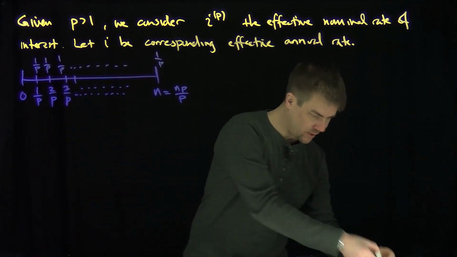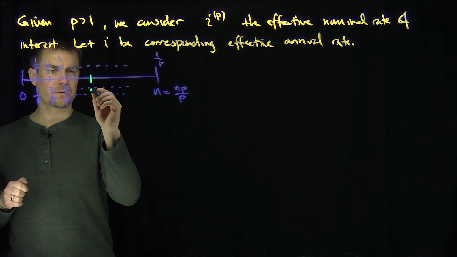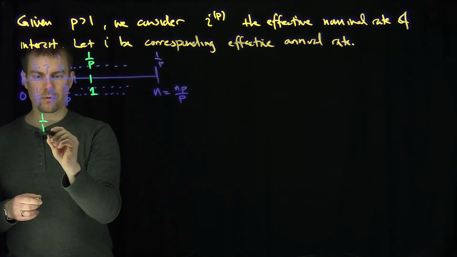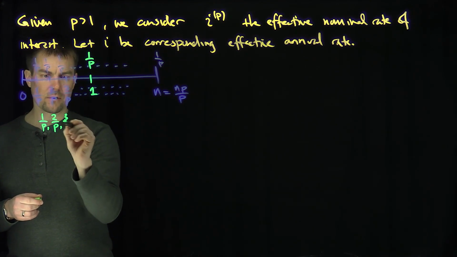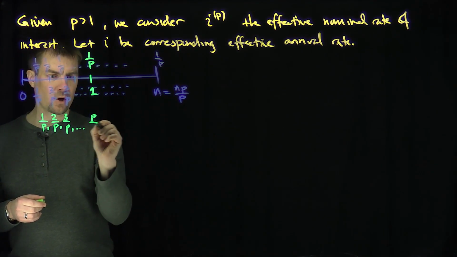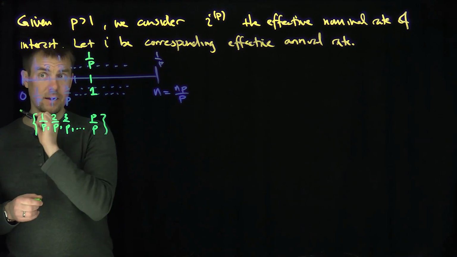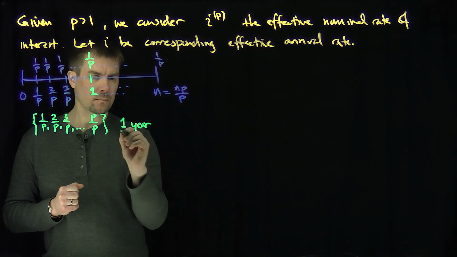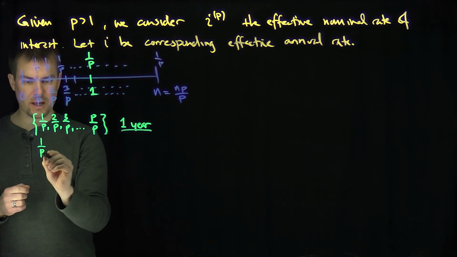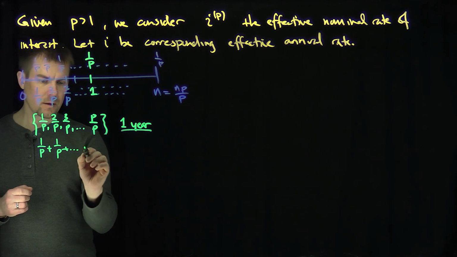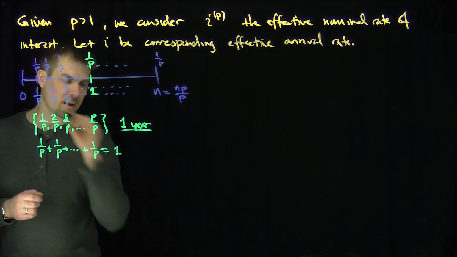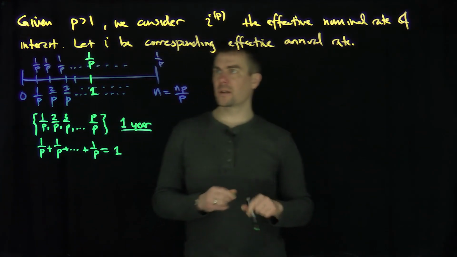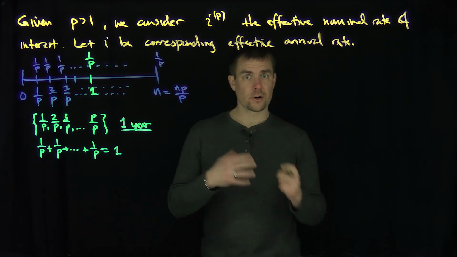That's an important observation. If we stop at 1, we get a 1 over p at 1. How many of these do we have? From 1 over p, 2 over p, 3 over p, until I finally get to p over p, which is 1, on that interval of 1 year, we have 1 over p plus 1 over p plus 1 over p. A total of 1 payment occurs over 1 year. It just occurs at different intervals. That's the fundamental idea behind these annuities that occur p-thly.